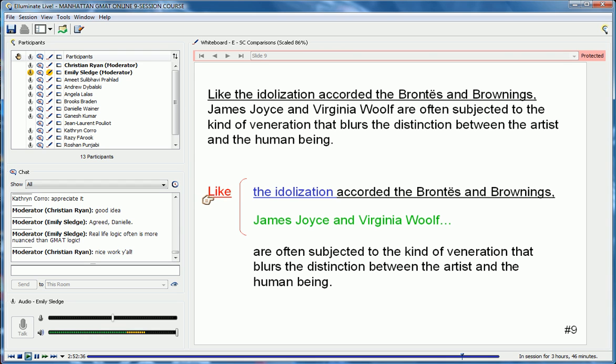One thing to note about like is if it's going to compare nouns, it's got to compare nouns that match, right? Don't be fooled by the fact that Brontes and Brownings precede the comma and are right next to James Joyce and Virginia Woolf in the original sentence. Because as Rossi showed us on the previous question, there'll sometimes be a middleman that's misleading. And we have one here. Accorded the Brontes and Brownings describes the idolization, and it's the idolization that's the noun. So this is a wrong comparison between something and some people. Smile if you see that. And let me know if you don't.